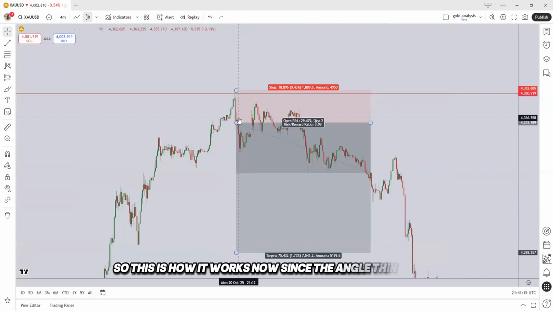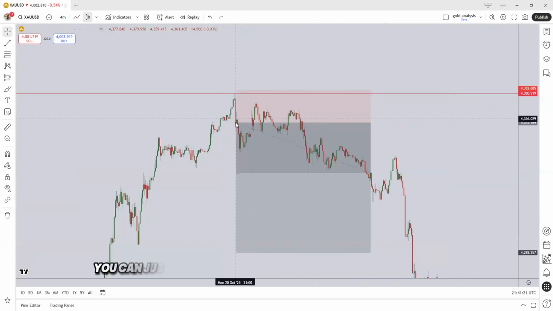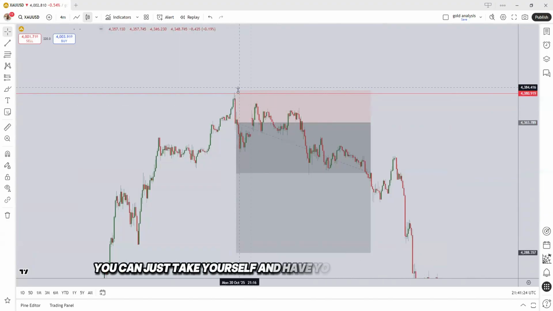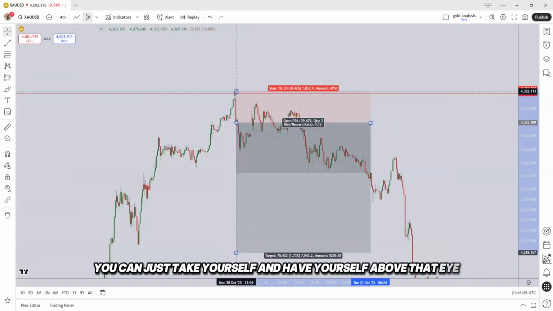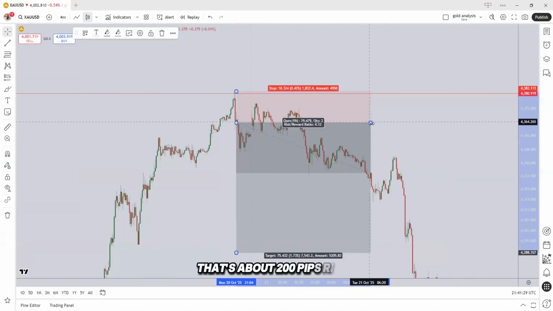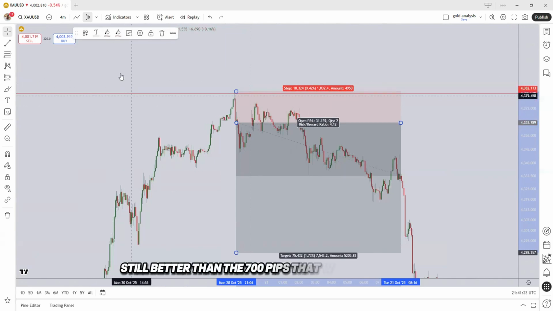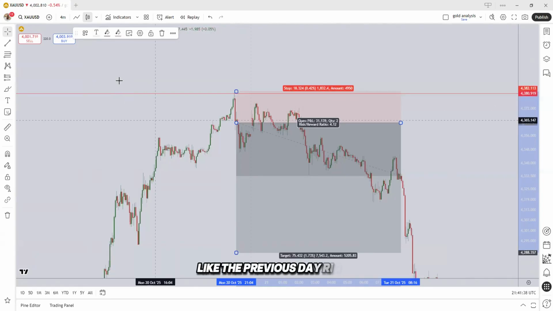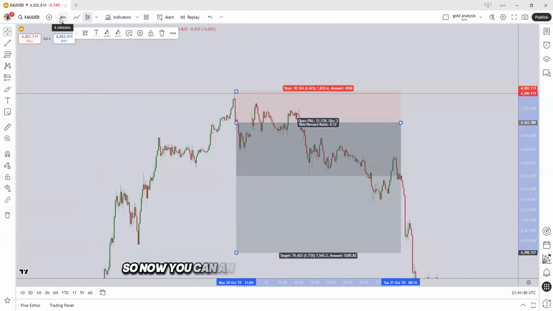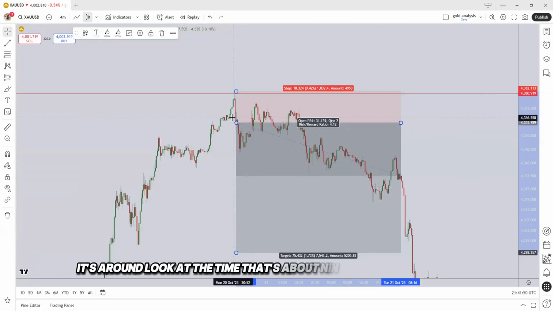Now, with Sydney and going, you can just place yourself and have your stop above that high. That's about 200 pips, right? Still better than the 700 pips that we had previously, the previous day. Another thing you can do is to wait, make sure your entry is around, look at the time, that's about 9 p.m. It happened at 9 p.m., right?